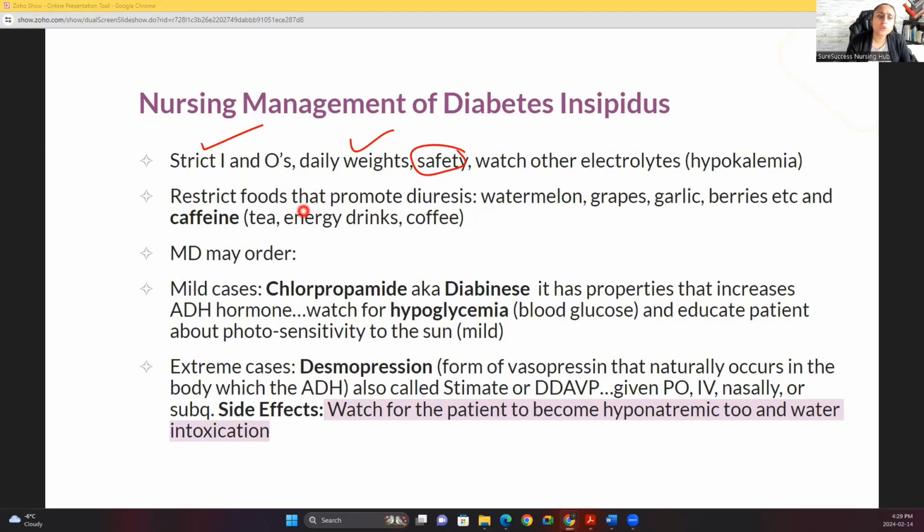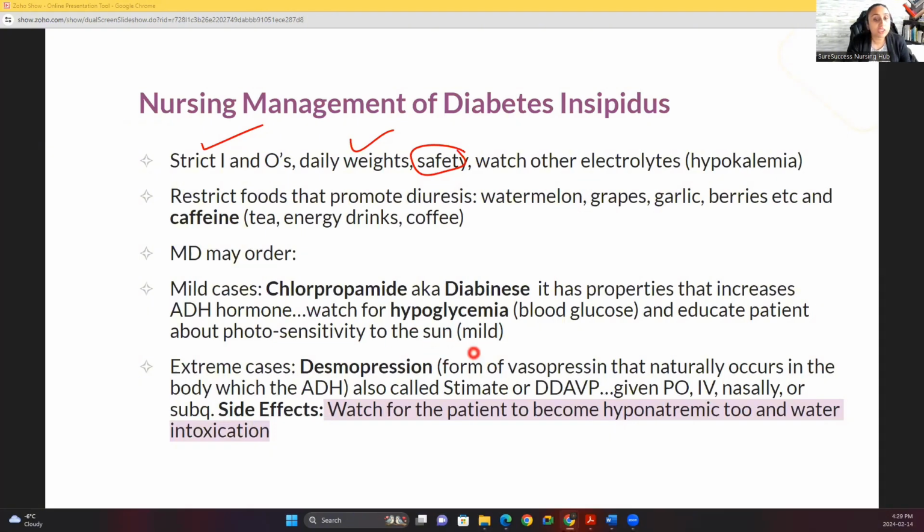And do not give the food which will cause you to pee more. Watermelon, grapes, garlic, berries, coffee, tea, they will make you more diuretic. So do not give those. And in some of the cases, if ADH is not being produced, give the artificial vasopressin. Desmopressin, we call it.